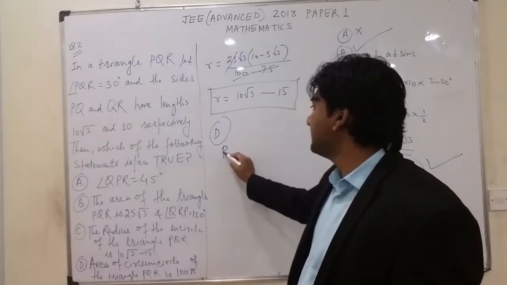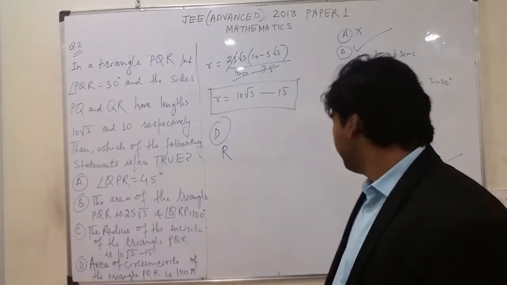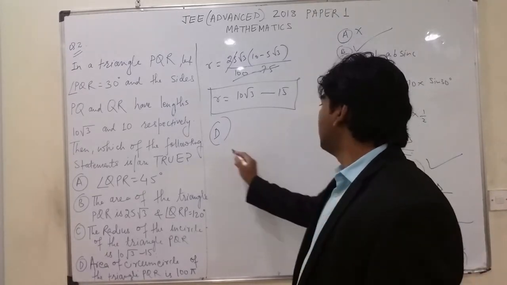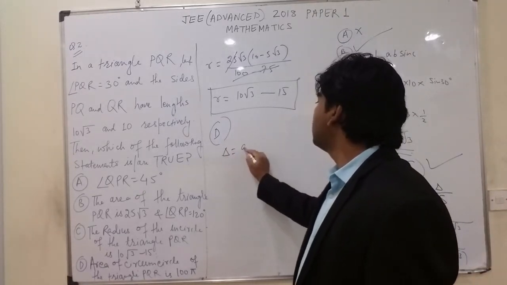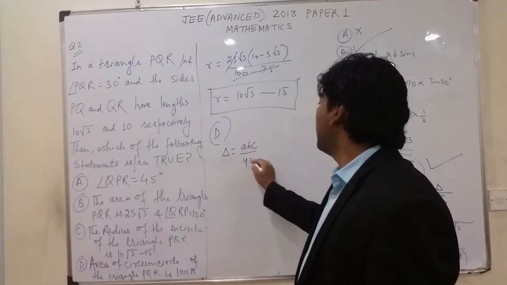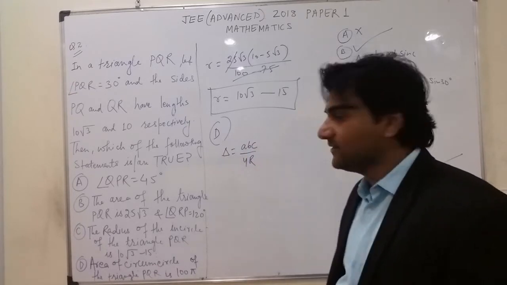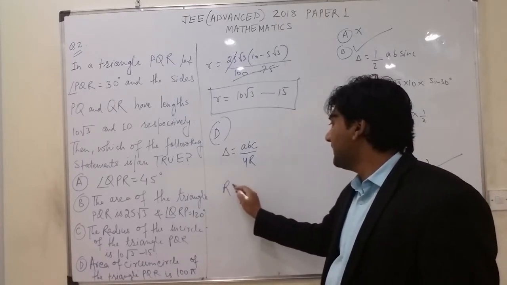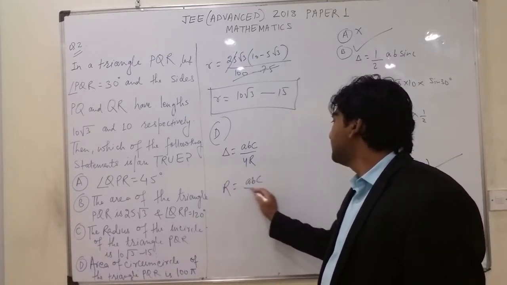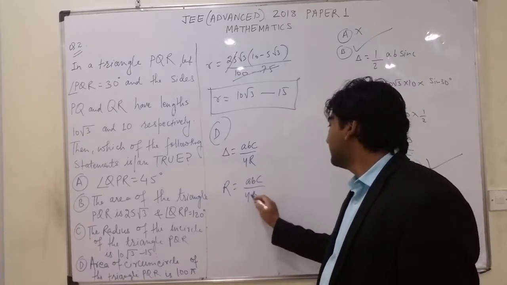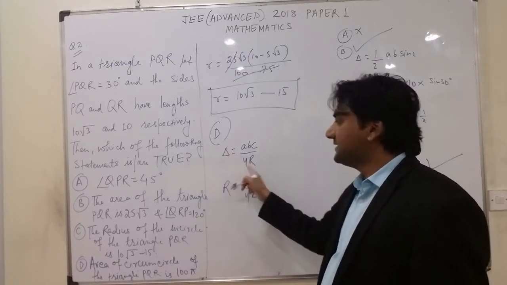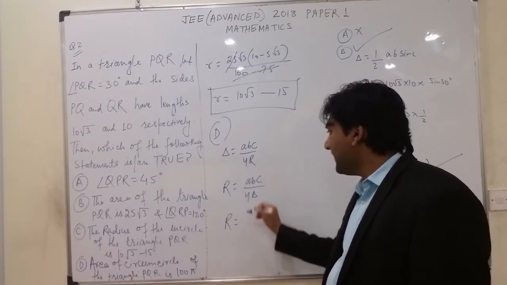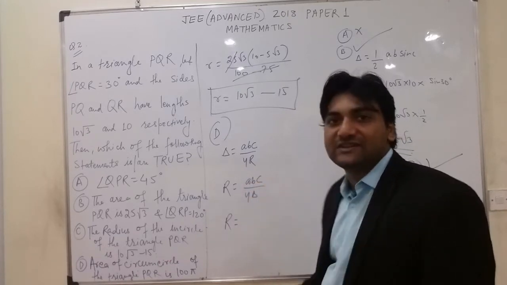Capital R means circumradius. You know this result. If you remember this, delta equals ABC over 4R. We have this result, right? Delta equals ABC over 4R. So from here, R equals ABC over 4 delta. This R you can write here, this delta you can write here. And then capital R equals ABC, it means product of these three sides.